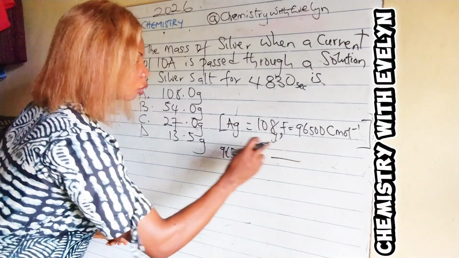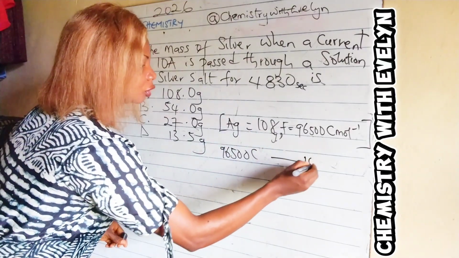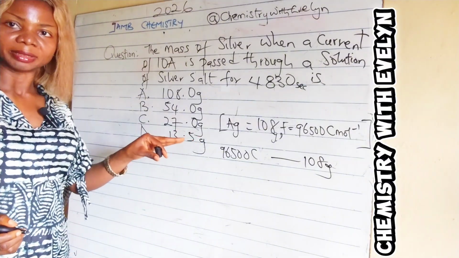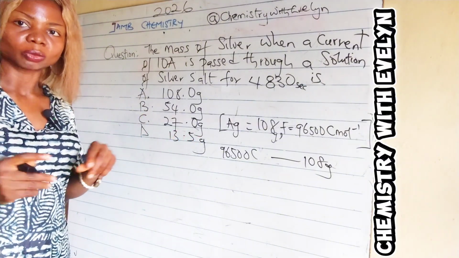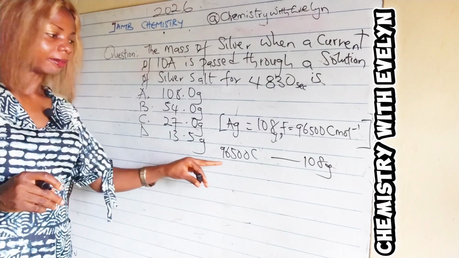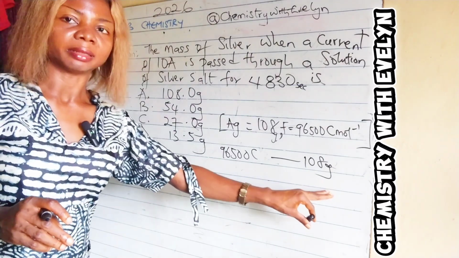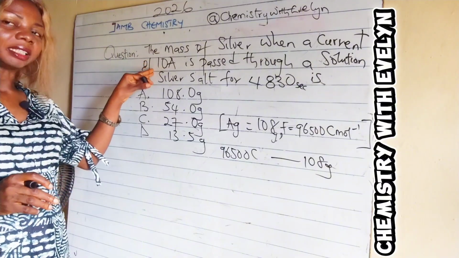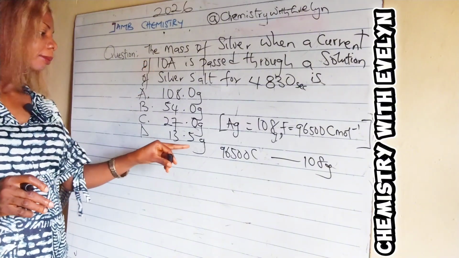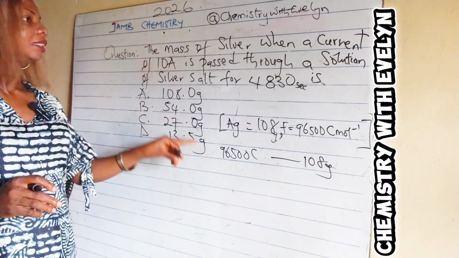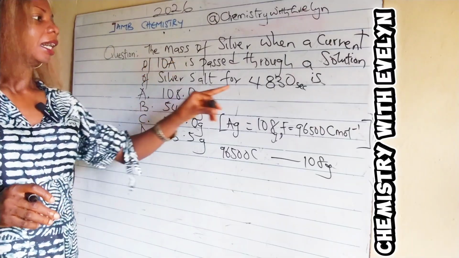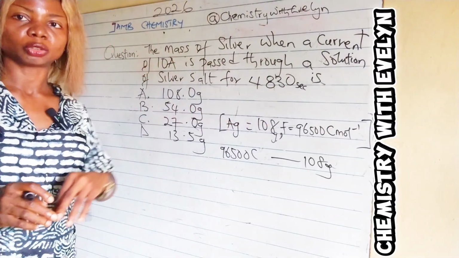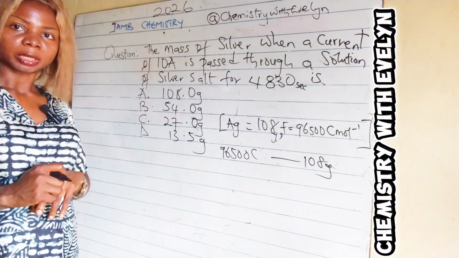It gives out 1 mole of silver, which is 108 grams, because silver is a univalent element and gives out 1 electron. So 1 Faraday will give out 108 grams of silver. In this question, they are asking us to get the mass of silver that a current of 10 amperes and a time of 4,830 seconds will produce.